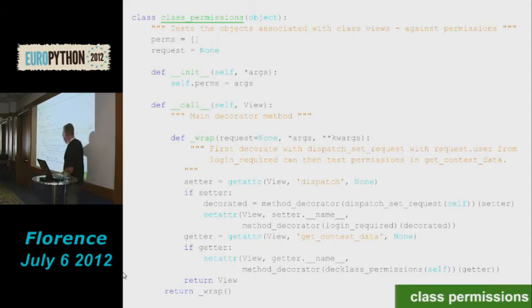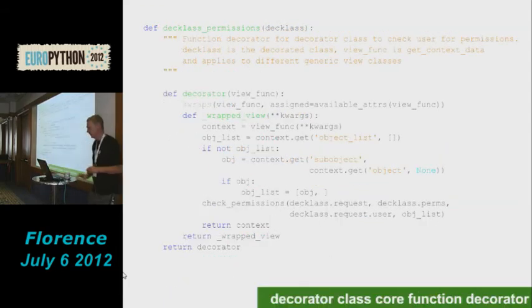And then the next thing that gets called is the get context data. And the get context data has this information related to what objects are associated with the view. And so then we've got the objects, we've got the user, and obviously the whole class is called with the list of permissions. So we've got the three things we need to check our access.